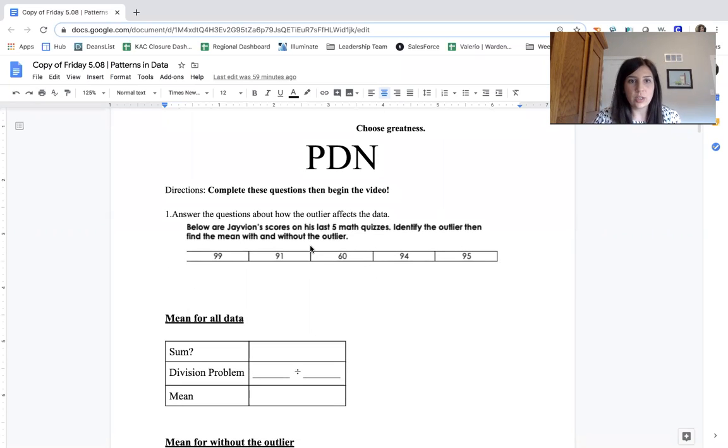Okay, so let's look at question number 1. Answer the questions about how the outlier affects the data. Below are Javion's scores on his last 5 math quizzes. Identify the outlier and then find the mean with and without the outlier.